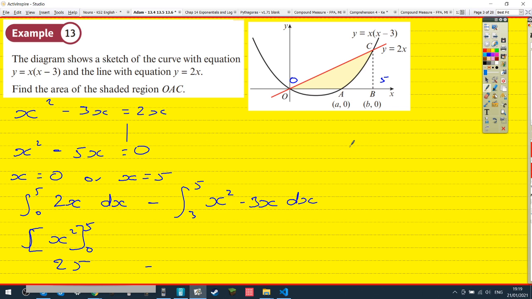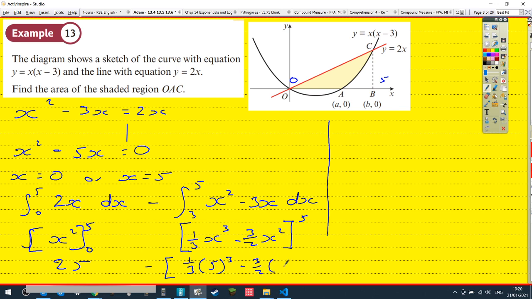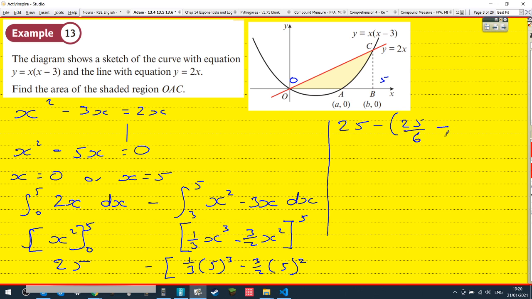And then we sub in 5 for x. We haven't integrated it yet. Yeah, after you integrate. So you'd get a third x cubed minus 3 over 2 x squared. And then you sub in 5 for x. Okay. I got 25 over 6. Okay. And then you take that away from subbing 3 into x.